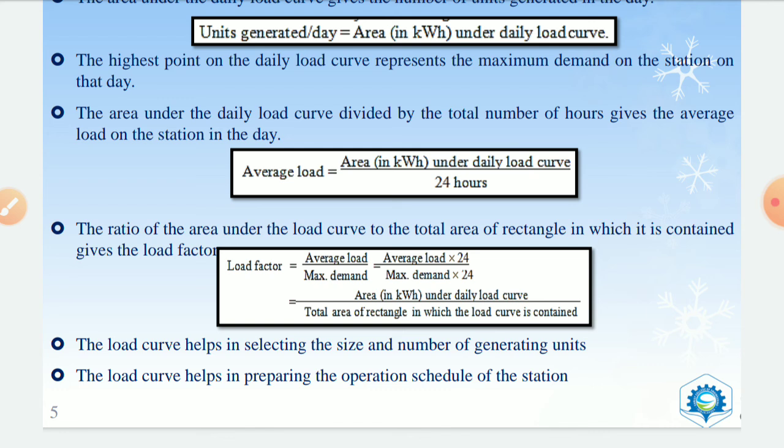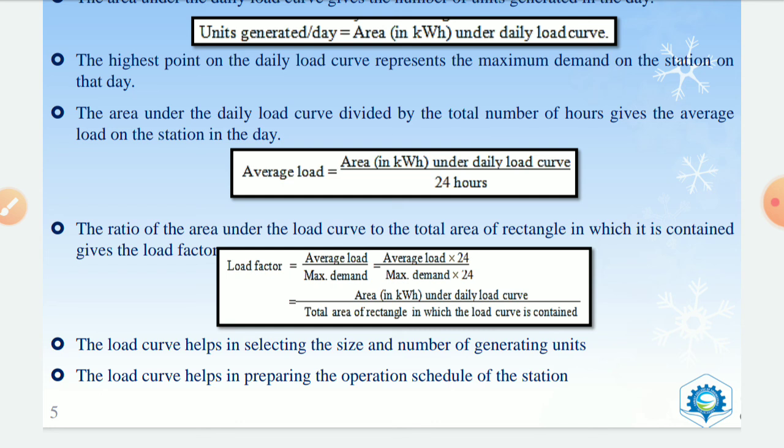The load curve helps in selecting the size and number of generating units. So the load curve normally helps in deciding which generators are to be turned on and which generating stations should be turned off. What is the size of the generating unit to be selected? Whether a 25 megawatt generator or a 10 megawatt generator is to be selected, we can get an idea about the load on that day. And we can predict the number of units to be selected.